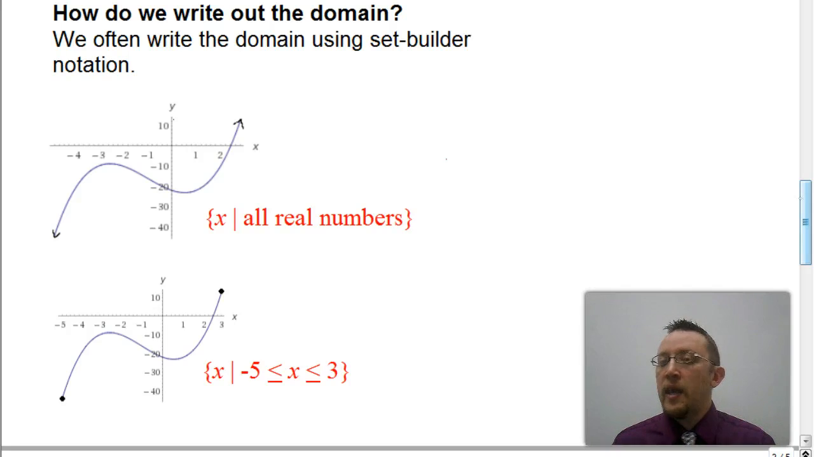And make sure you're looking at the x-axis. We're not looking at the y-axis. We're looking at the x-axis. So the smallest value along the x-axis is -5. The largest value that's graphed on the x-axis is a +3.